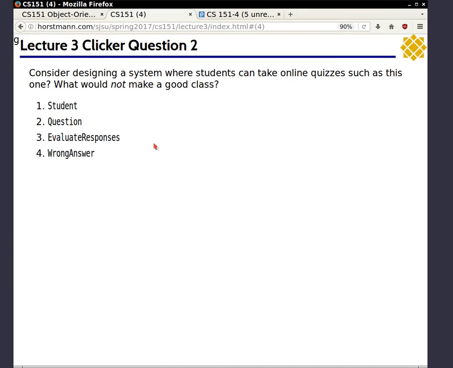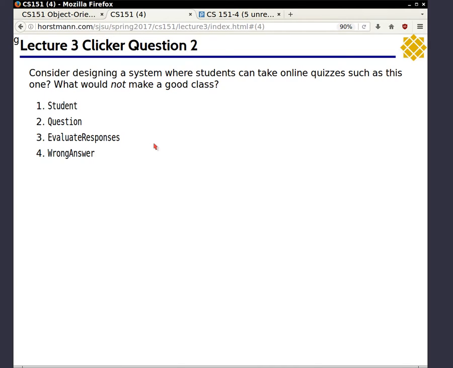So let's assume that we want to design a quizzing system so that people can take these clicker questions that I'm doing here right now. I don't want to use Piazza. I want to have a system that does them. So we want to design such a system. And what's that? Is that an assignment? No. Just consider it. But what would make a good class when you start with that process?